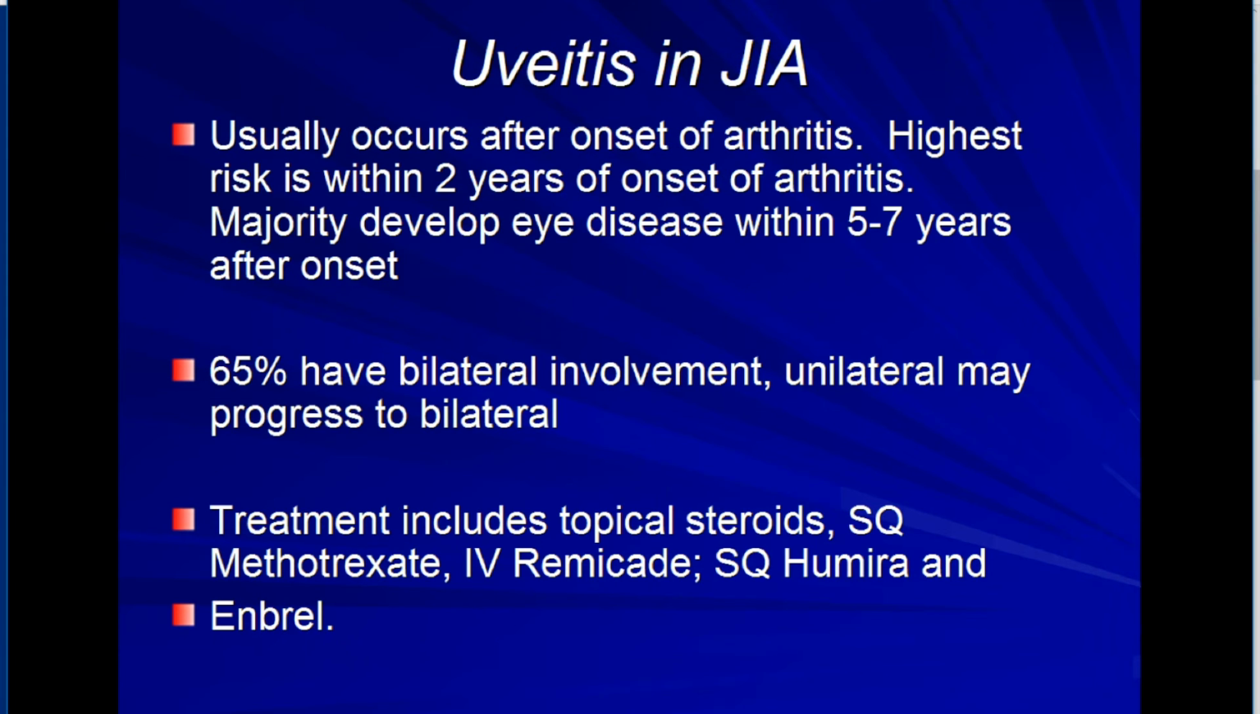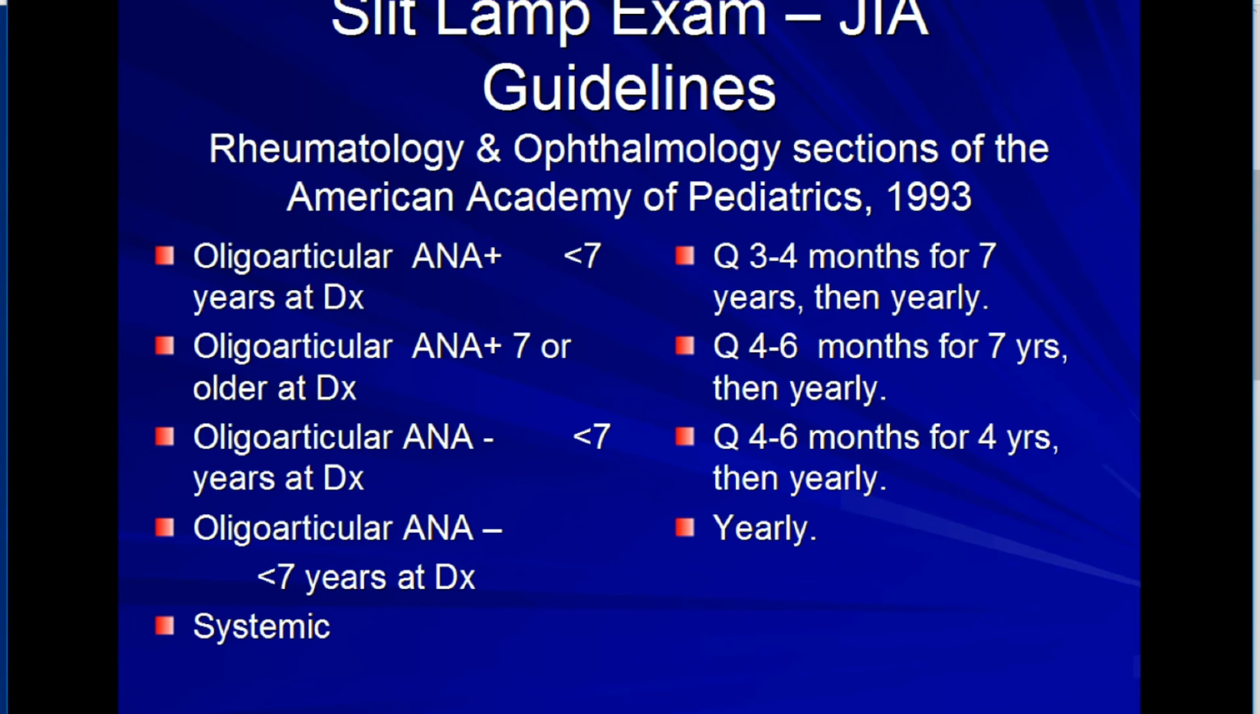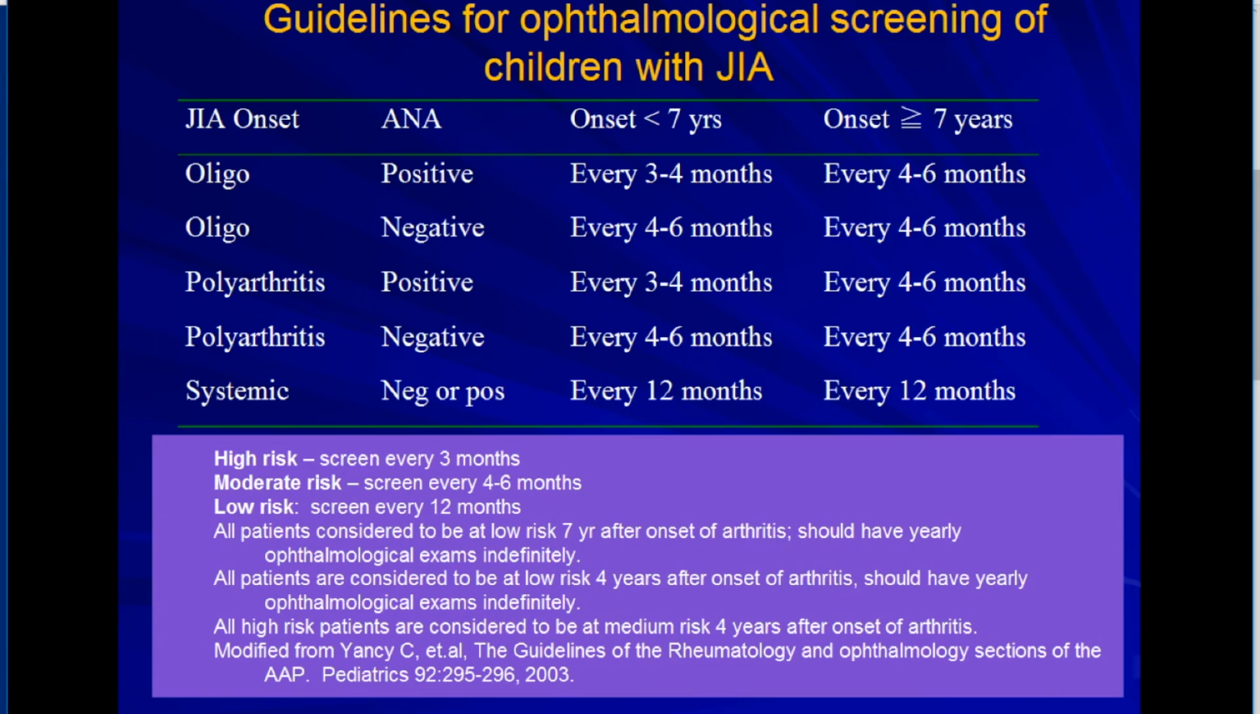So, highest risk is usually within the first 2 years of onset, and most would develop eye disease within 5 to 7 years. More than half have bilateral involvement. Treatments: topical steroids, sub-Q methotrexate, Remicade, sub-Q Humira, and Enbrel. And I won't belabor you with the slit lamp guidelines there.